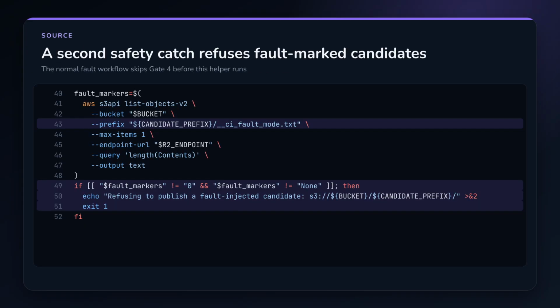Every fault test folder also contains a marker file saying it is unsafe. The publishing script refuses to copy any folder carrying that marker, so even if someone later makes a mistake in the workflow conditions, the publishing tool itself still rejects the sabotaged build.